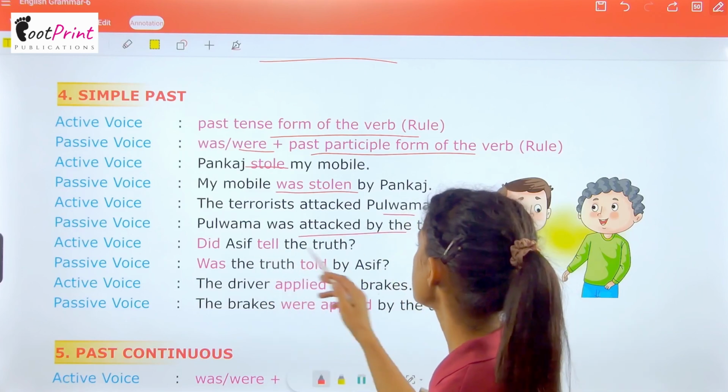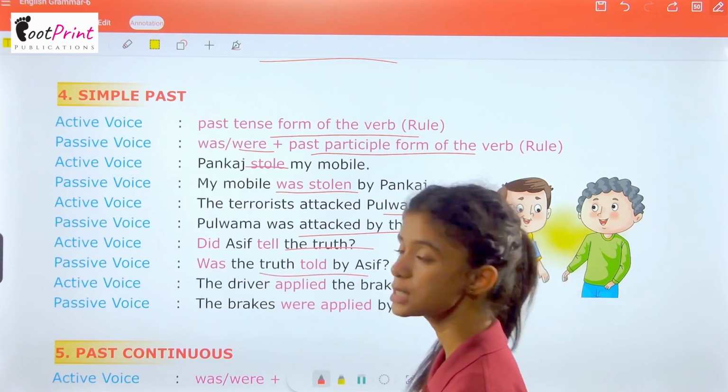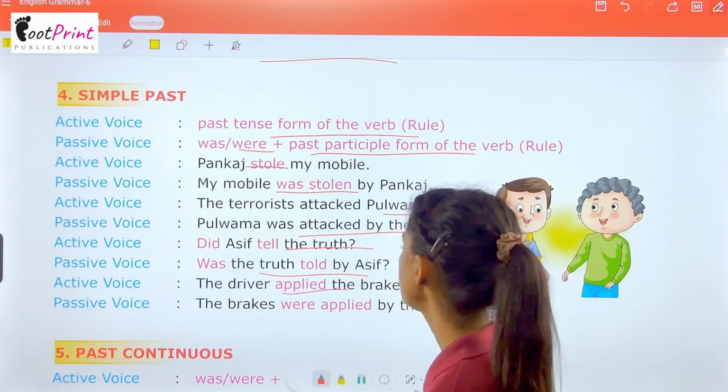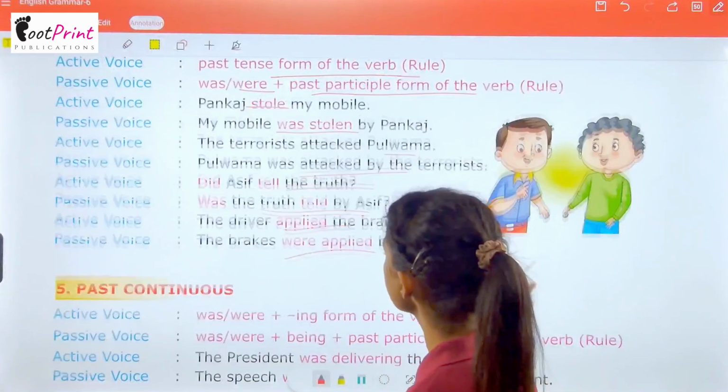Did Asif tell the truth? Was the truth told by Asif? The driver applied the brakes. The brakes were applied by the driver.